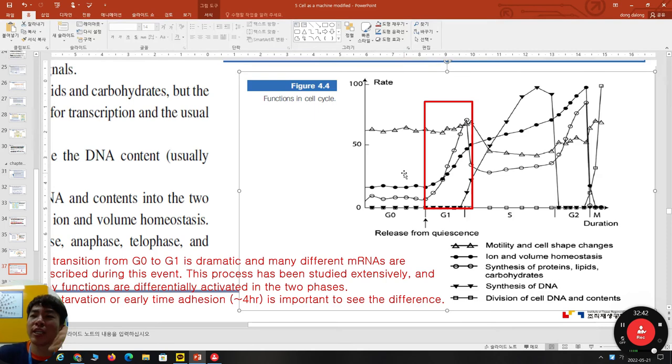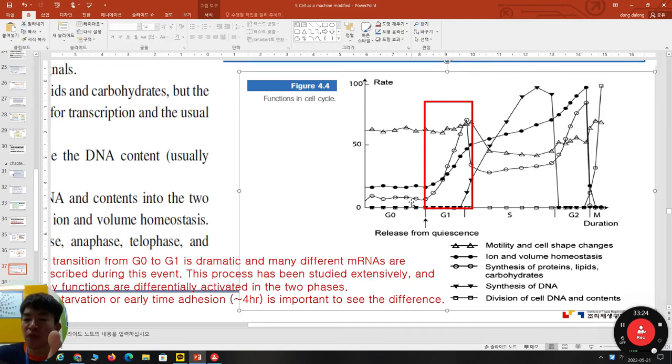But when you change the media with FBS, DNA doesn't synthesize yet because they are in G1 phase. But what changes dramatically is this circle: synthesis of protein, lipid, and carbohydrate. They are dramatically changed, as well as ion channel and volume. But the motility is not changed in terms of this graph. So when you want to see some dramatic change based on a mechanobiology parameter in G1 phase, you always starve the cell and then check G1.